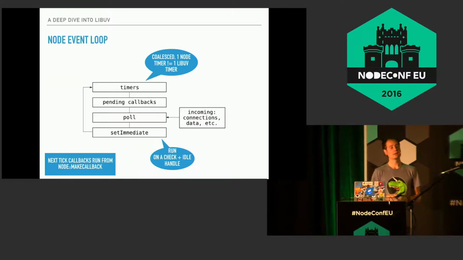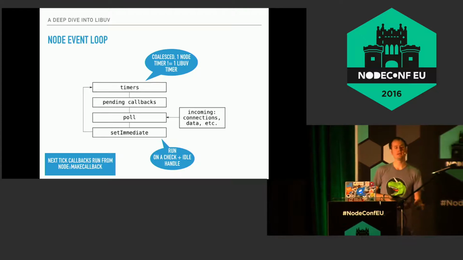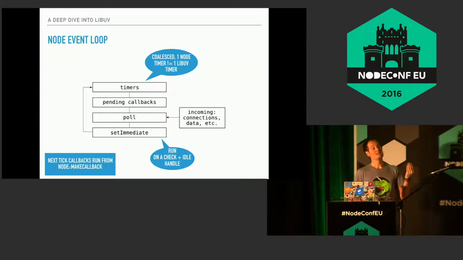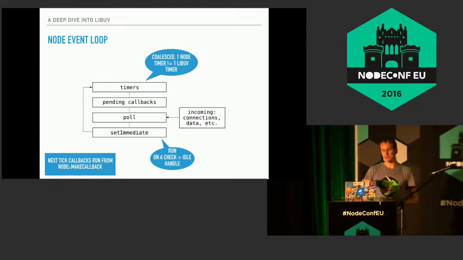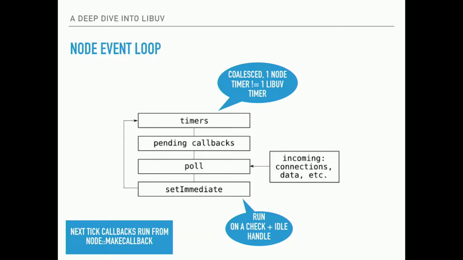And then we got set immediate. So all your set immediate callbacks are called in a check handle. And if we remember the diagram, check handles run after blocking for I/O. And we use an idle handle to also prevent the loop from blocking if there is any set immediate thing pending there. Now, the question of the $64,000 is, when do the process next tick callbacks run?